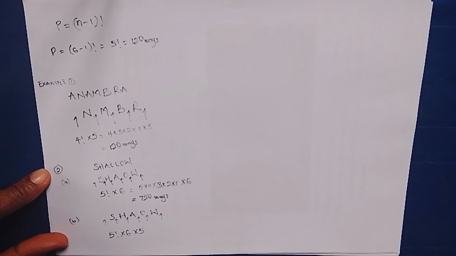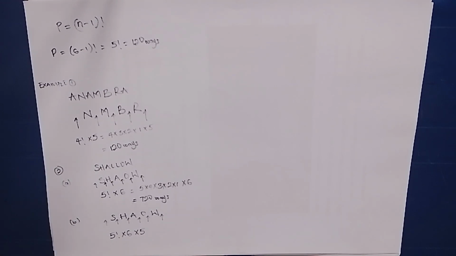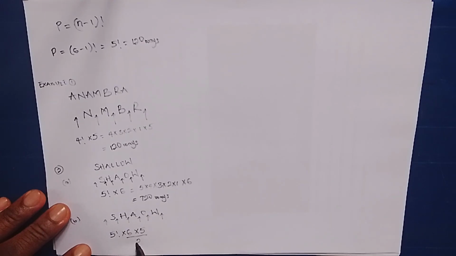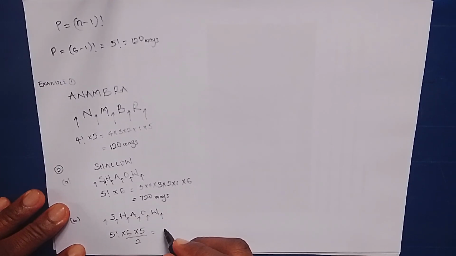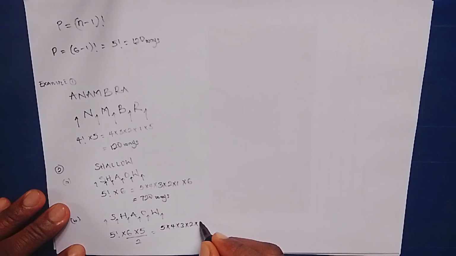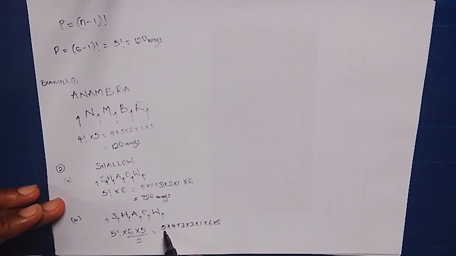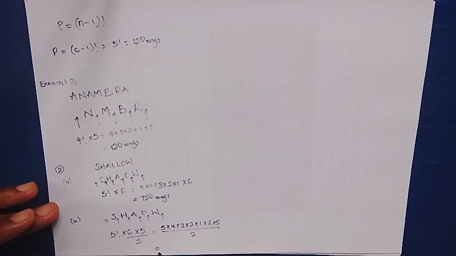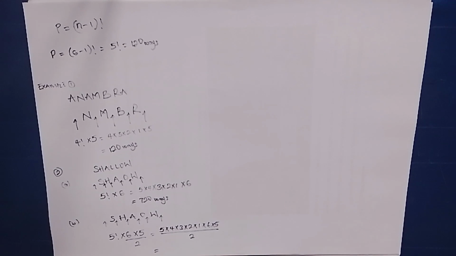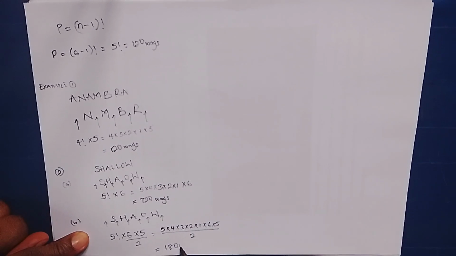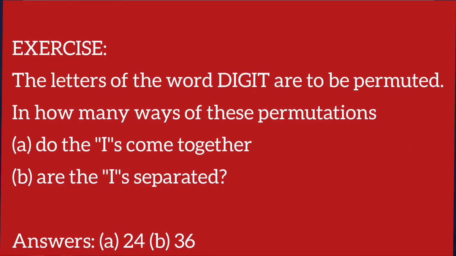But then, this is not where we'll stop. You know that the 2 L's are identical, and you can't tell them apart. So you can't tell which one goes first. So the order doesn't matter. Since there are 2 of them, we divide by 2. So this is equal to 5 times 4 times 3 times 2 times 1 times 6 times 5 over 2. So the answer here is 1,800 ways. Here's an exercise for you to try yourself, and the answers are given there.